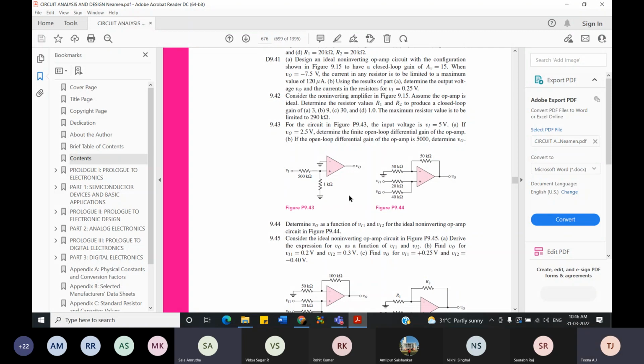Are you able to obtain it? Where are you stuck? See, the answer AOD is 250.5. Are you able to obtain that? Please respond.